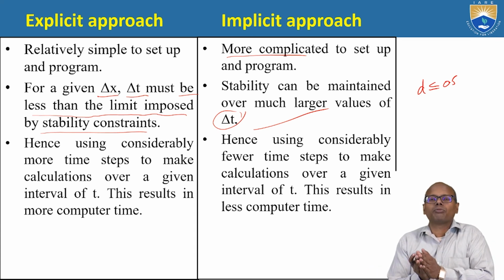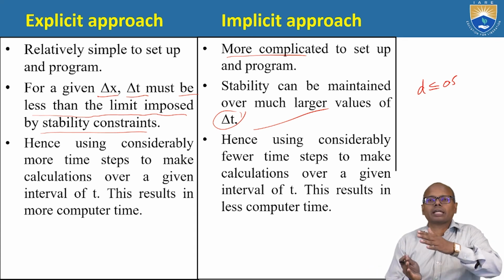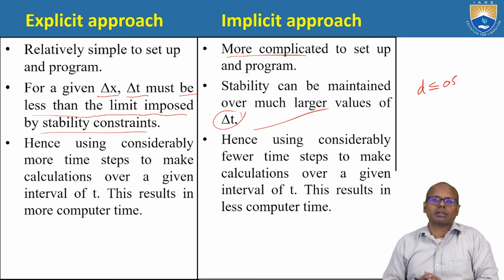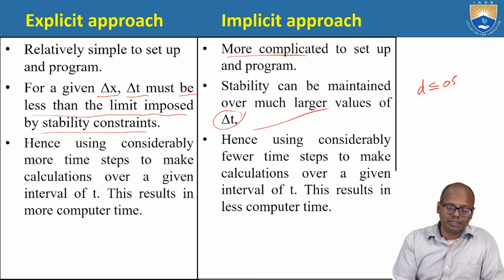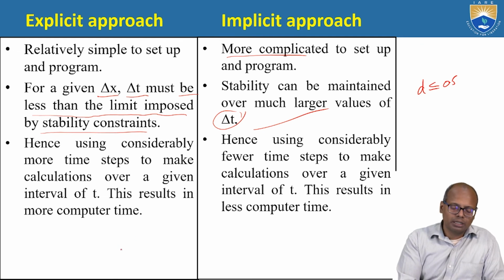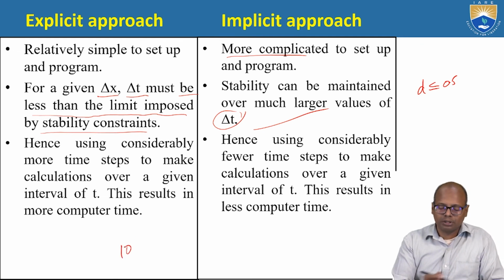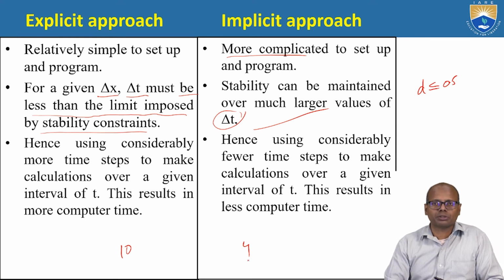So what we can do is calculate at larger intervals of time. Say suppose in the explicit approach I need 10 time steps, but in the implicit approach I can do the same thing with 4 time steps. So that is one advantage.